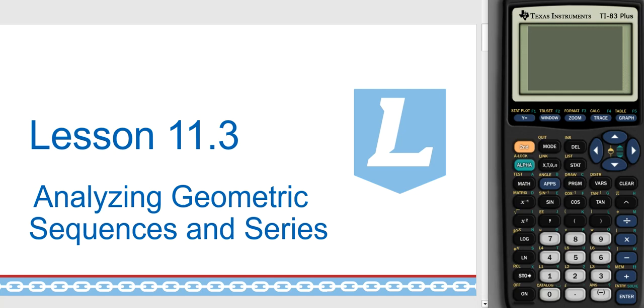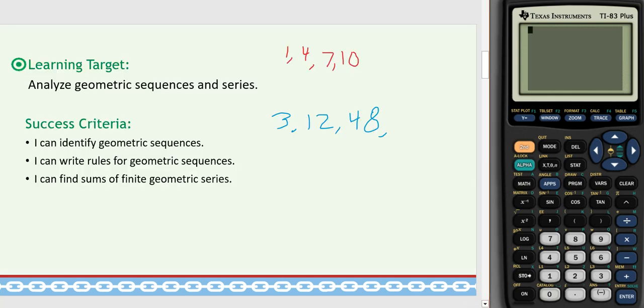So yesterday we had arithmetic sequences and series like this one here in red, right? To get from term to term, we had that common difference of +3, +3, +3. Common, it was always the same. If we graphed it, it would be linear. It would have a slope of 3.